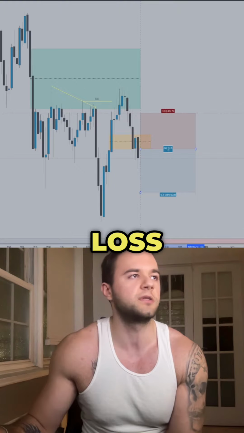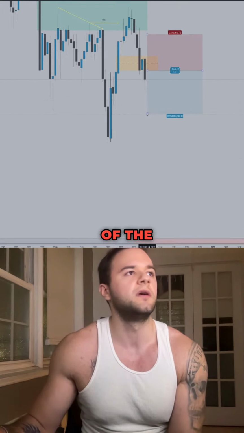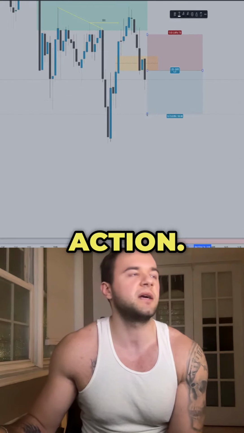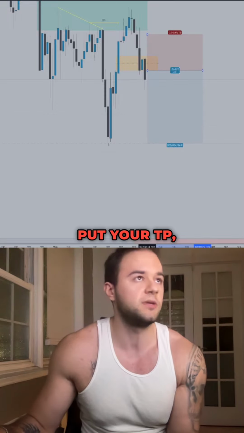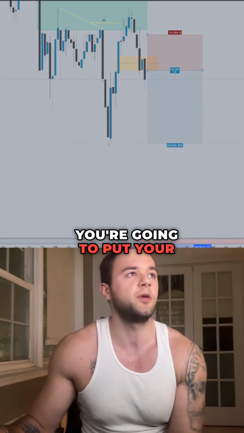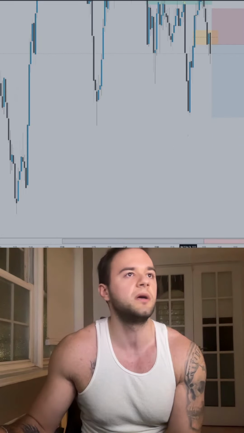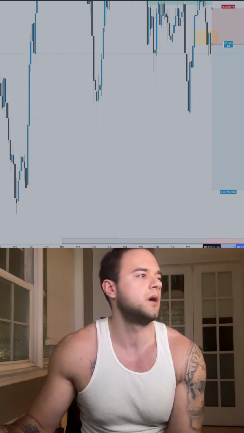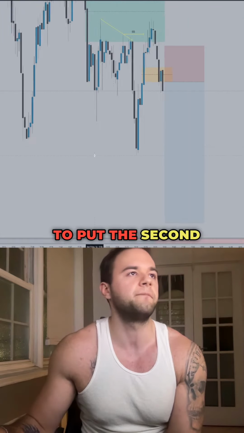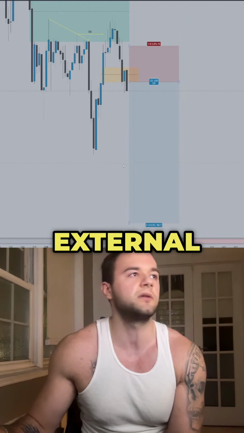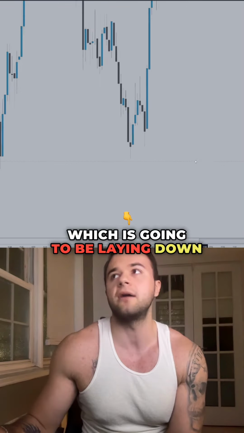You're going to put your stop loss at the third candle of the opposite fair value gap of the balanced price action. Sometimes you're going to put your break even and partial at the internal liquidity, which sits here. And if you want to catch a bigger move, you're going to put the second TP at the external liquidity, which is going to be laying down here.